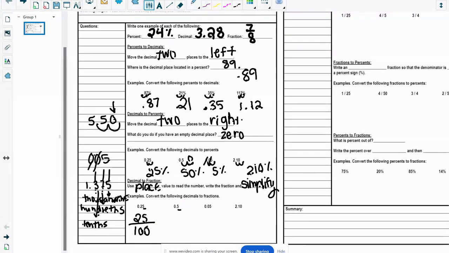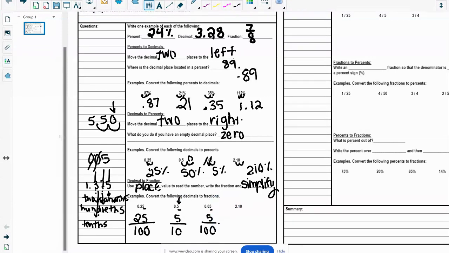This would be 5 tenths because it's in that first decimal place, which is tenths. So 5 tenths. This one is different than this one because this is the 5, which is in the hundredths place. So this is 5 hundredths. So notice how those two are different. This was in the first decimal place, which is tenths. This is in the second one, which is hundredths.